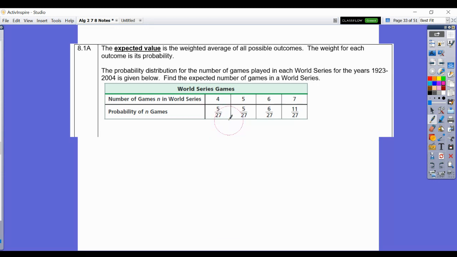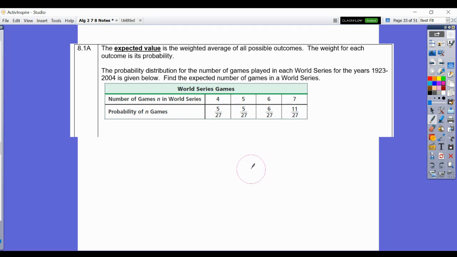So for this problem, this is the probability distribution for how many games it takes to win or to finish off the World Series. So you have to win 4 out of 7 games in order to win the World Series. So the probability of having only 4 games is 5 out of 27. The probability of taking it all the way to 7 games is 11 out of 27. So looks like most of the time we actually go all the way to the 7th game. This is usually because by the time you get to the World Series, you've got 2 really good teams.